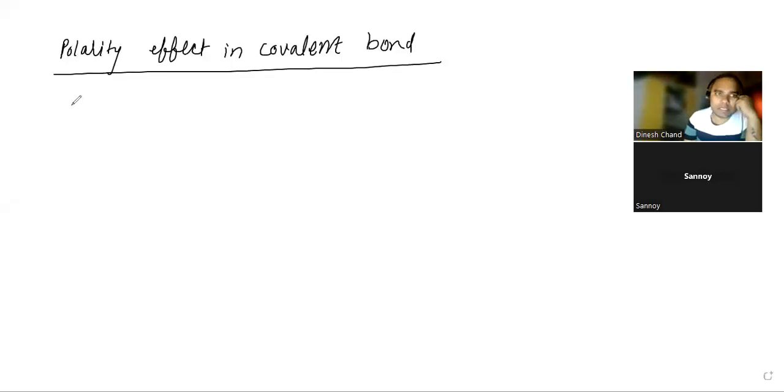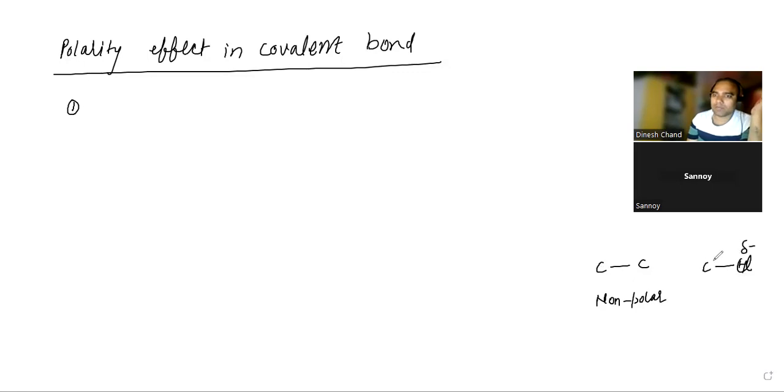What is this polarity effect in a covalent bond? Is the covalent bond polar or non-polar? This is polar or non-polar? This is non-polar. Which is more reactive, polar or non-polar? Polar is more reactive.